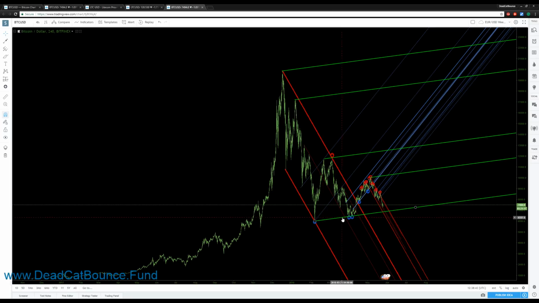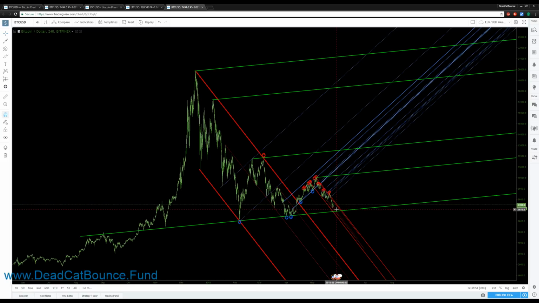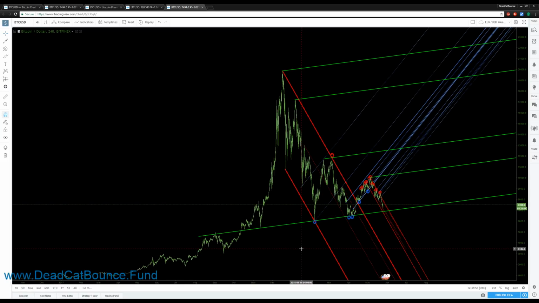We're finding support right here, and this is based on the uptrending channel on the bigger chart. So you have resistance, support, support, support, support. Now we are making our way down to support.